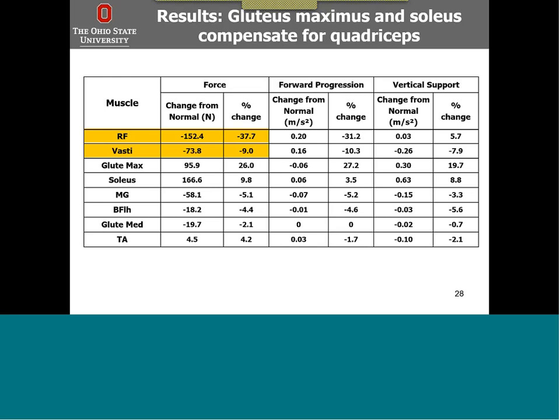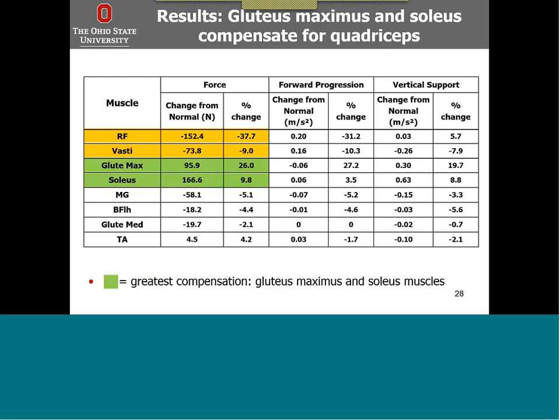As expected, since we were weakening these muscles, we found that the force and contributions to progression and support decreased for these muscles. Interestingly, we found that the Gluteus Maximus and soleus muscles displayed the greatest ability to compensate for weakened quadriceps by being the only muscles which increased their peak force output and peak contributions to progression and support for all types of quadriceps weakness.